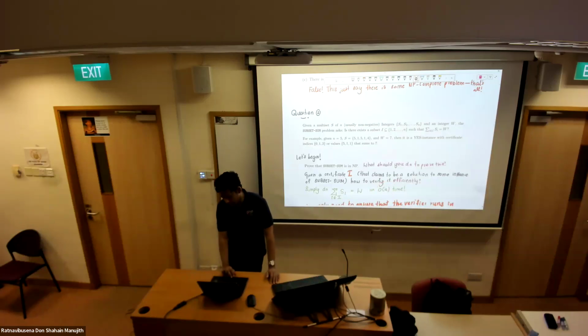Previously I said that we assume each integer fits into a 32 or 64-bit number, so each integer takes a constant number of bits to encode. We have n integers, and if you consider W as well, you have n plus 1 times 32 bits. So the length of the input encoding is also Theta(n). The time taken is also O(n), so it's polynomial in the length of the encoding size.